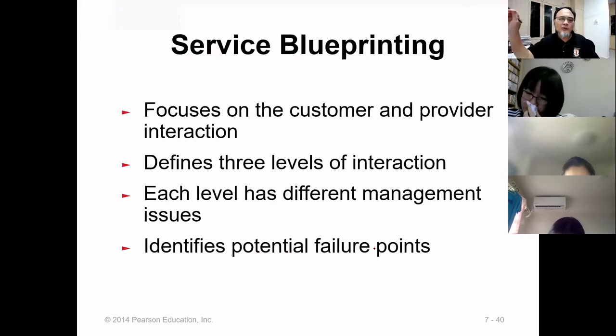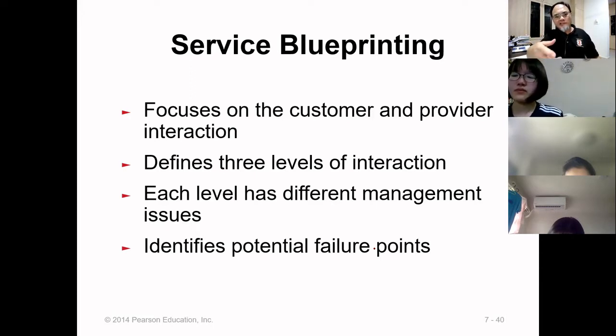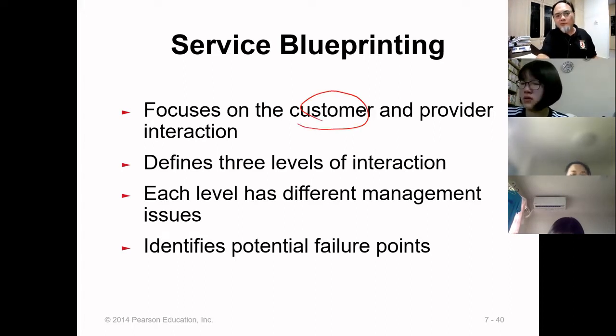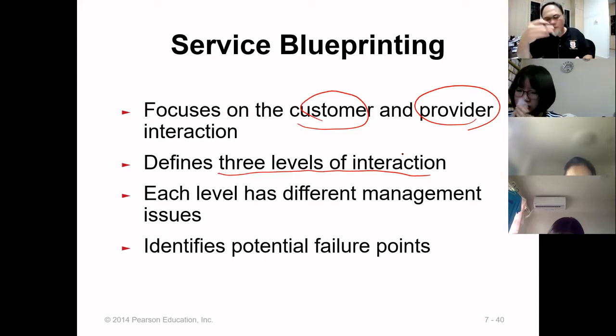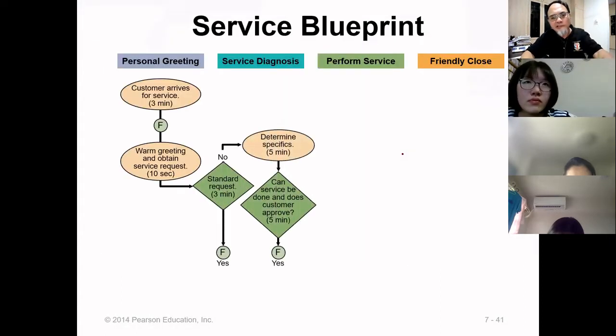We already see how processes involving products are designed. But in service also, we need to design the services. So this design is named service blueprinting. Service blueprinting is actually a way of seeing how customer and the provider interact. So it's focusing on the customer and provider interaction, right? And it will be defined in three levels of interaction: customer in control, customer interacts with the service provider, service is removed from the customer control and interaction. So there are three levels.